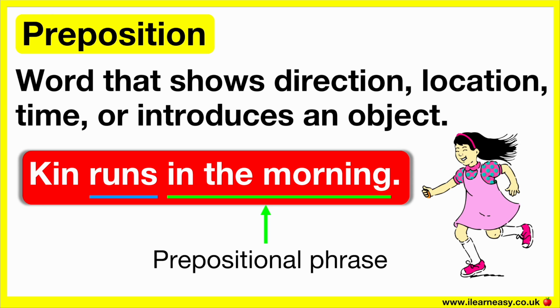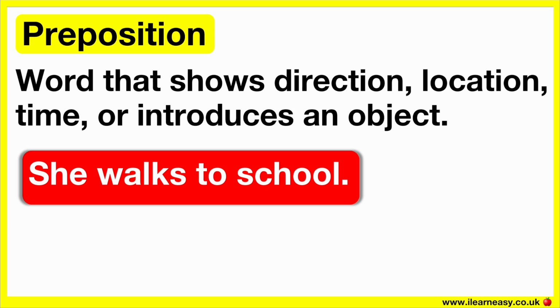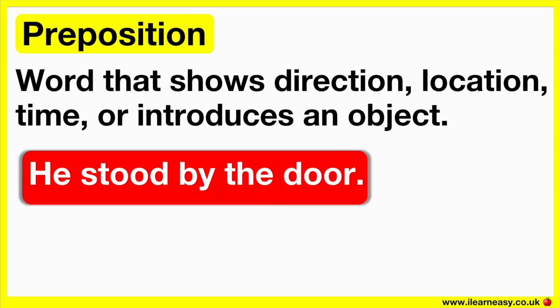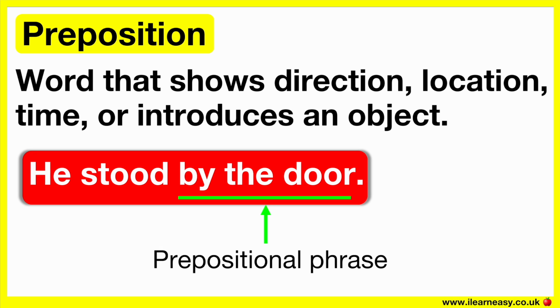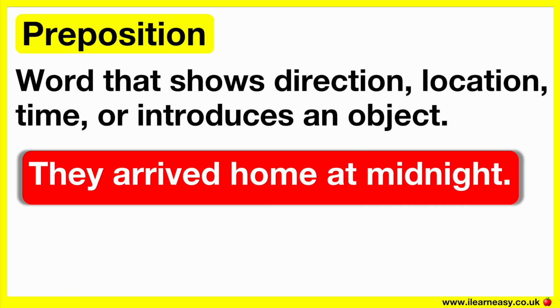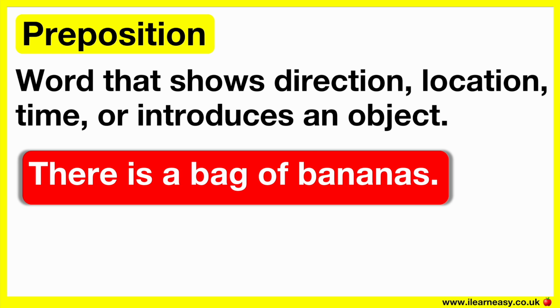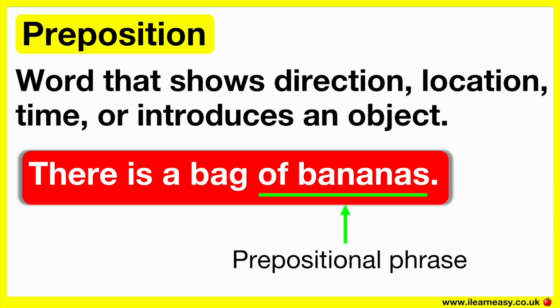We can identify the prepositional phrases in the previous examples too. She walks to school. The prepositional phrase is to school. He stood by the door. The prepositional phrase is by the door. They arrived home at midnight. The prepositional phrase is at midnight. There is a bag of bananas. The prepositional phrase is of bananas.